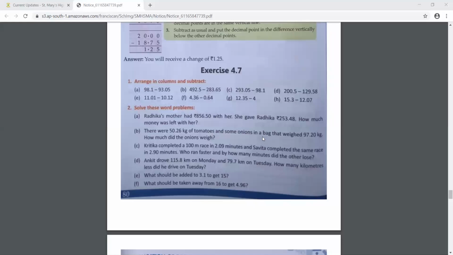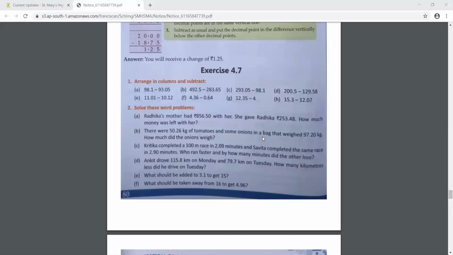Therefore, the weight of the onions, that is also given in the question. How much did the onions weigh? So what will you write? Therefore, the weight of the onions. That's it. Next, we go to question C.